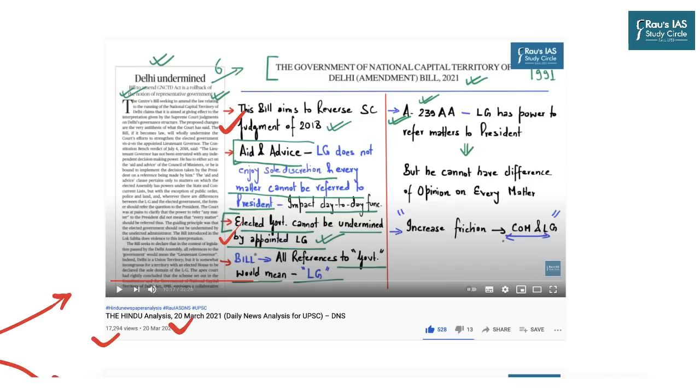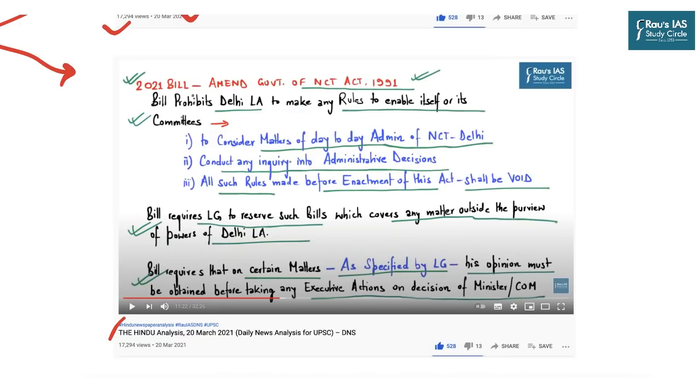And so to undo that particular Supreme Court judgment, a bill has been introduced which says that in the act, all references to government would mean Lieutenant Governor and not the elected government of Delhi. And in the same DNS, Naved sir also discussed the important provisions of the bill. For example, bill prohibits Legislative Assembly of Delhi to make any rules to enable itself or its committees. The bill also requires the Lieutenant Governor to reserve such bills which cover any matter outside the purview of the powers of Delhi Legislative Assembly. And the bill also requires that on certain matters, as specified by Lieutenant Governor, his opinion must be obtained before taking any executive actions on decision of Minister or Council of Ministers.